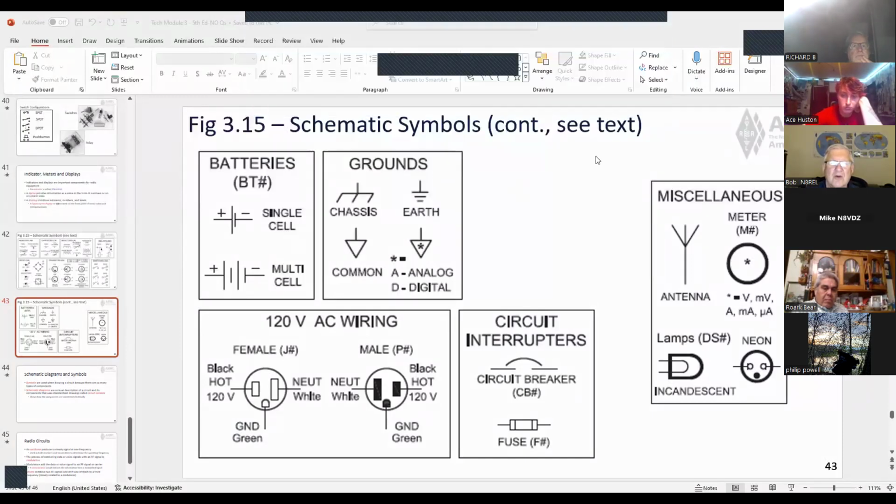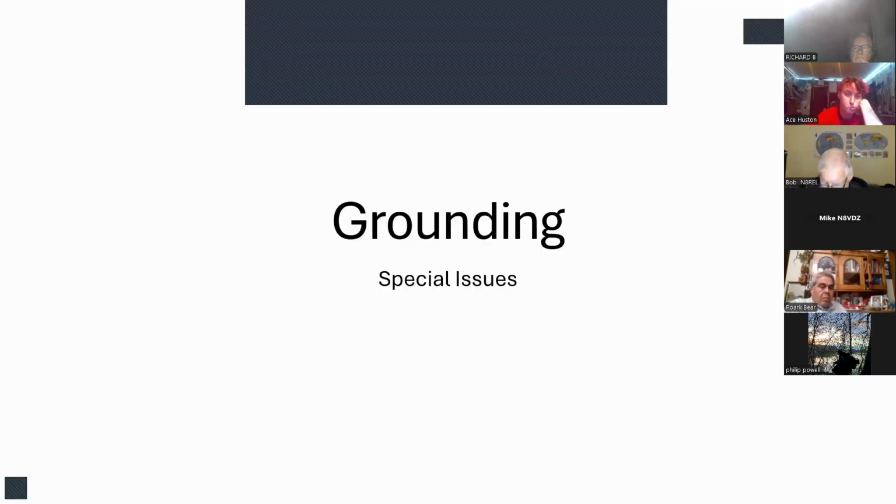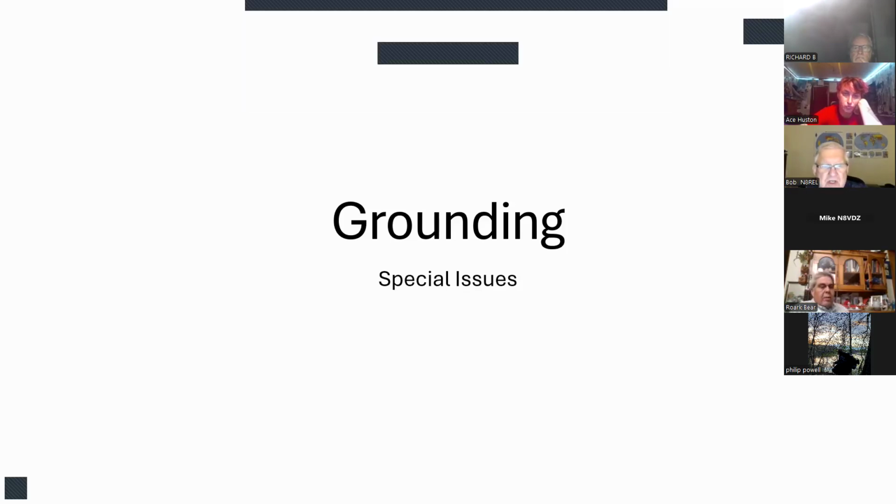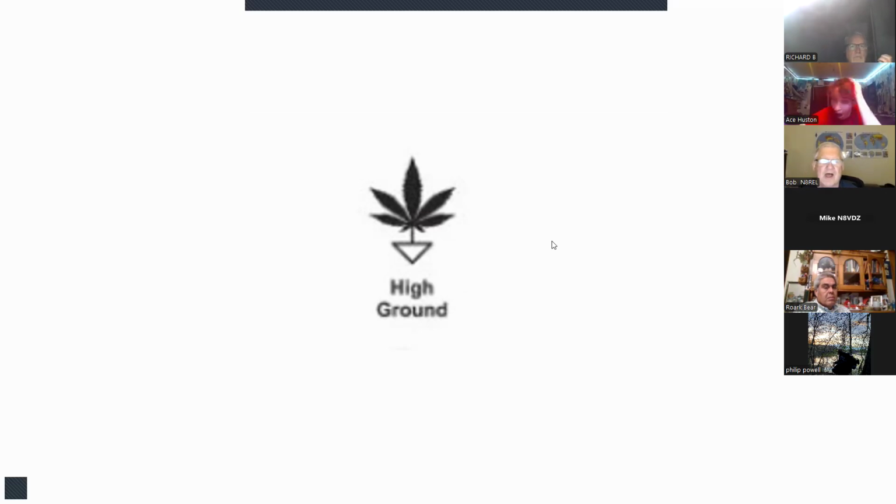Now you took them through some of these symbols, the chassis ground and the earth ground, but I wonder if we should take them through some of the special grounding situations. Because there's the earth ground and the chassis ground, but sometimes if you're up high, you need the high ground, which looks like that. That's a symbol for the high ground.